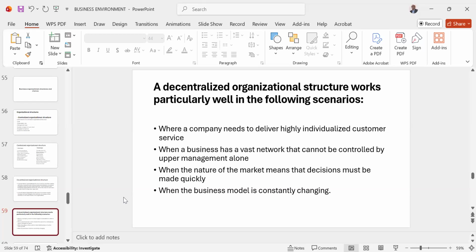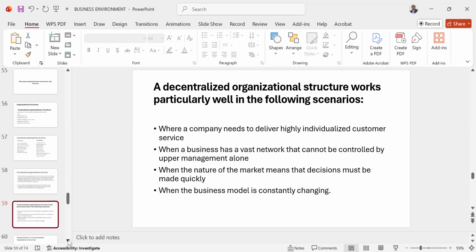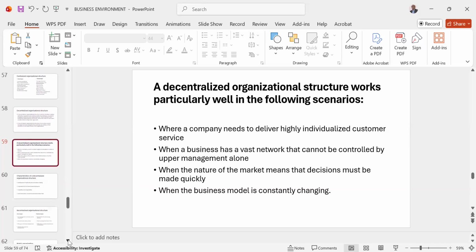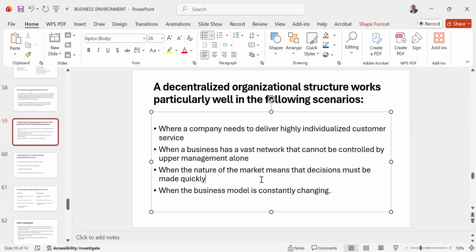Are we together, Nolua? So these scenarios are very important for you to take note of. Are you with me?